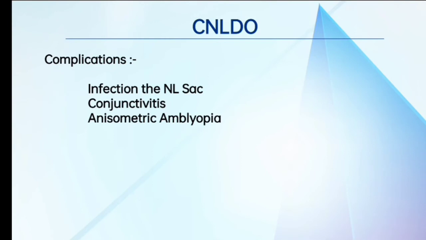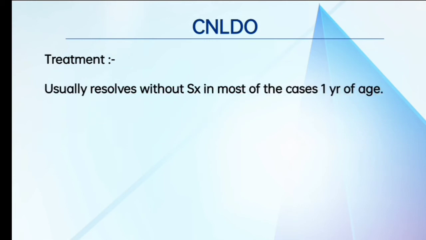Coming to the complications of nasolacrimal duct obstruction that can occur if it is untreated. Infection of the nasolacrimal sac can occur, conjunctivitis can occur due to secondary bacterial infection, and anisometric amblyopia can occur. This obstruction usually resolves without any surgery in most of the cases by 1 year of age.